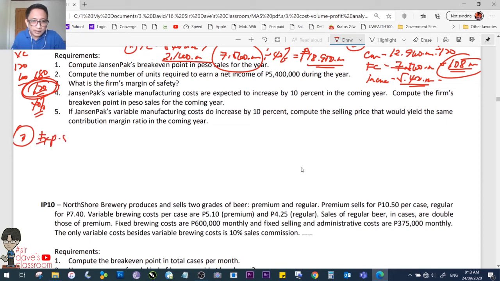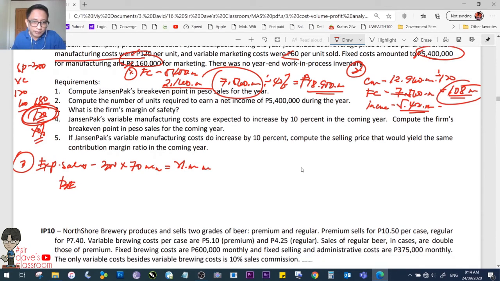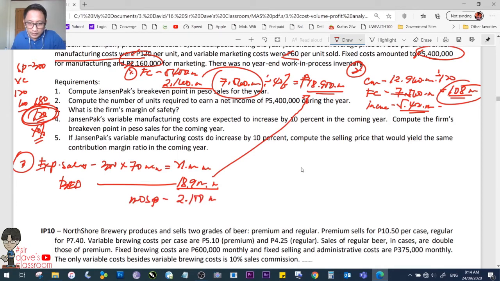Number 3, what is the firm's margin of safety? It is the expected sales of 300 pesos times 70,000 units of backpacks, 21 million pesos. Break-even point, also in pesos, that we have computed to be 18,900,000 in requirement number 1. Our margin of safety in pesos should be 2,100,000. Requirement number 4. The company's variable manufacturing costs are expected to increase by 10% in the beginning of the coming year. Compute the firm's break-even point in peso sales for the coming year.